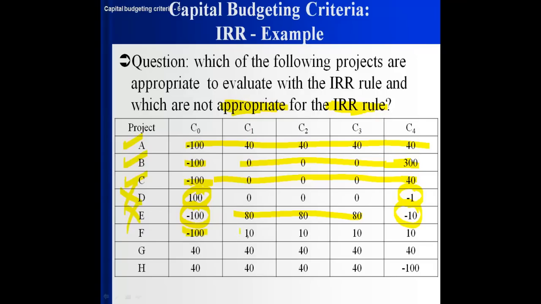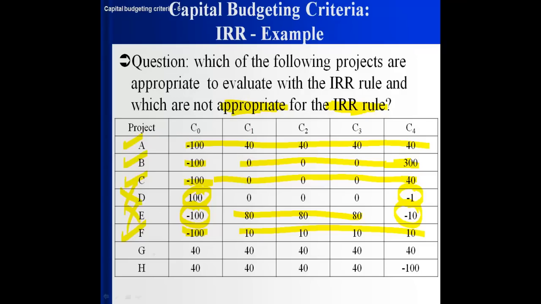How about F? Put in 100 and then get 10 back every year. Certainly you can use IRR because it's conventional. Not a very good project. You put in 100 and you get 10, 10, 10, and 10. If you did the NPV on that, at a reasonable cost of capital of, let's say, 10%, your NPV is going to be somewhere around negative $65, somewhere around that. And so you can use IRR.